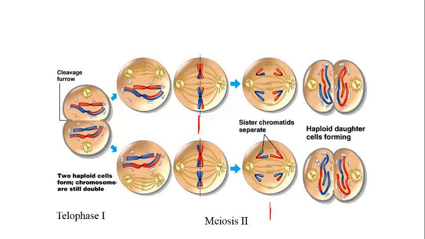In this small example here, we began with a cell that had 4 chromosomes. We end with 4 daughter cells that each have 2. You can see that each daughter cell is genetically unique. Each one is different, and that's because of the crossing over that took place. Each daughter cell is haploid, has half the number of chromosomes.